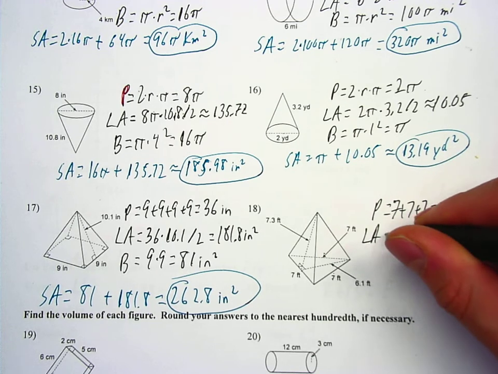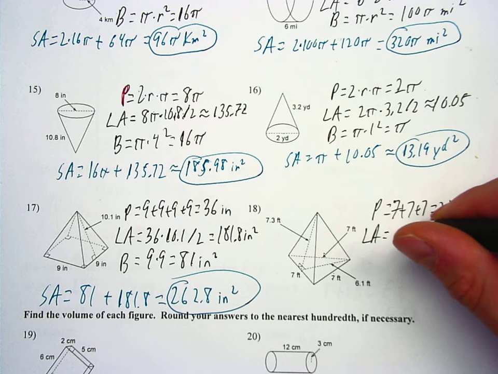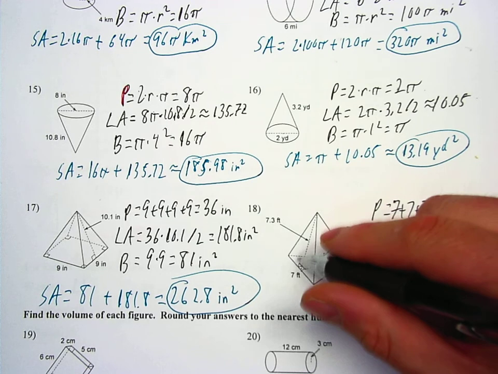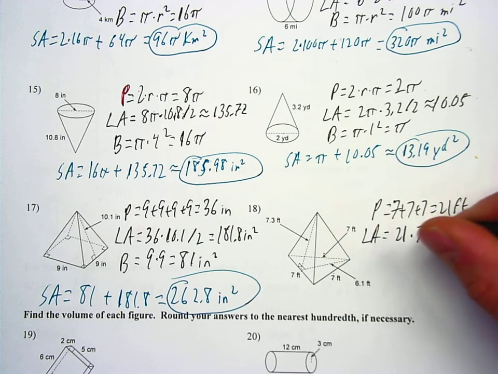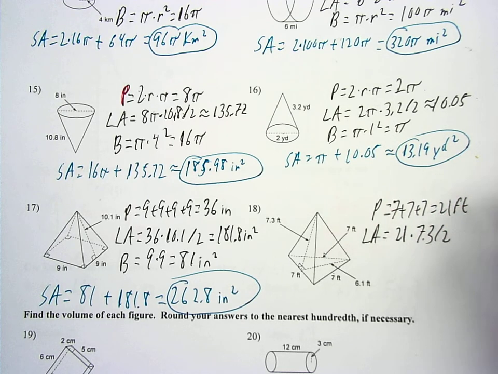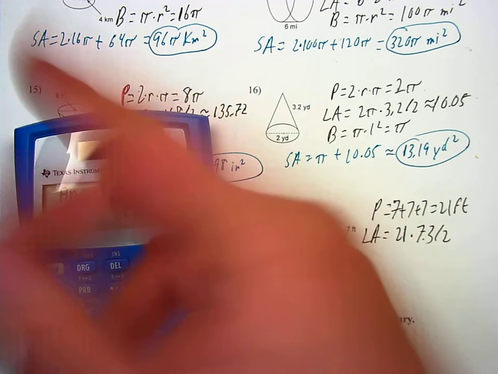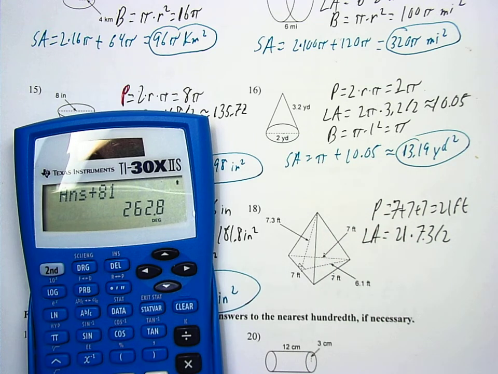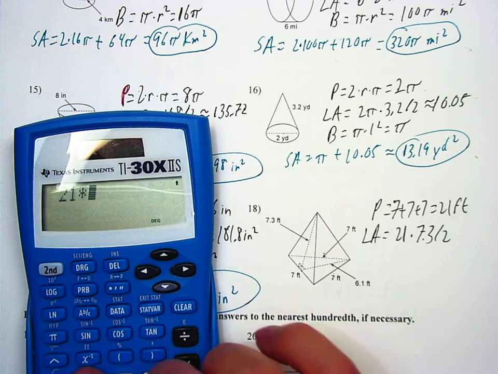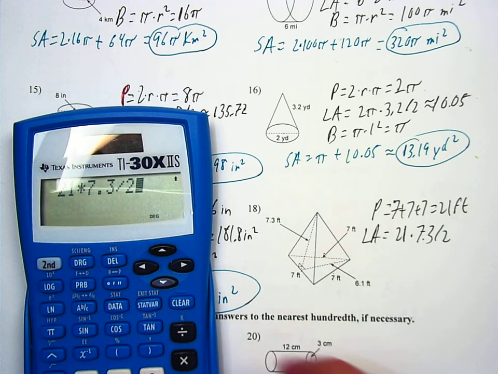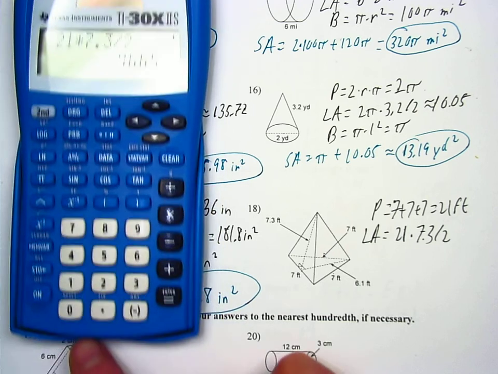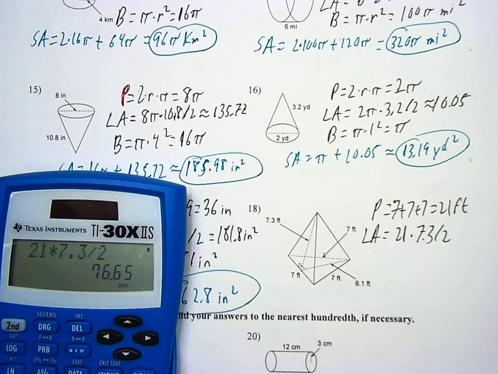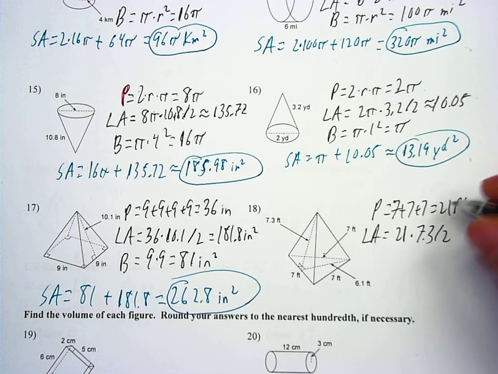The lateral area is, again, the perimeter times the slant height, divided in half. Because, again, a pyramid is half of the corresponding prism. So 21 times 7.3, divided by 2, is 76 65/100ths. So my lateral area is 76 65/100ths. This is in square feet.